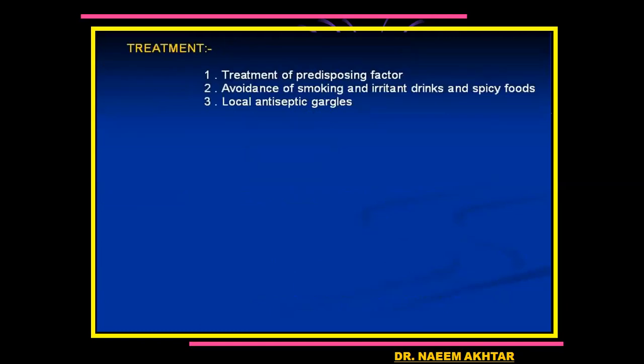Treatment for chronic pharyngitis: first of all, we should look for the predisposing factor which is responsible for the development of chronic pharyngitis. Then avoid smoking, irritant drinks and spicy foods, and local antiseptic gargles may be prescribed to the patient so that the patient may have a soothing effect due to these local antiseptic gargles.